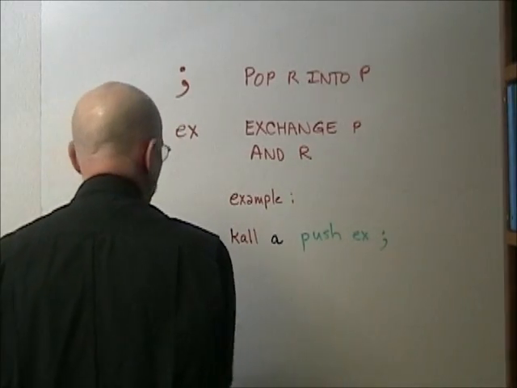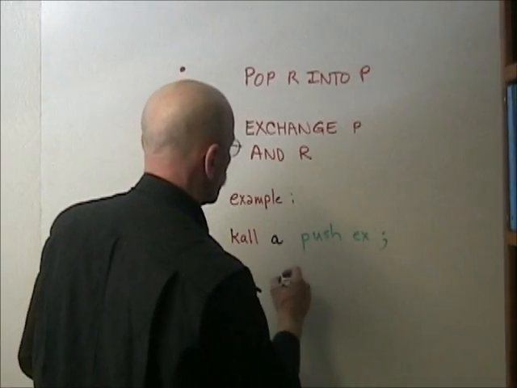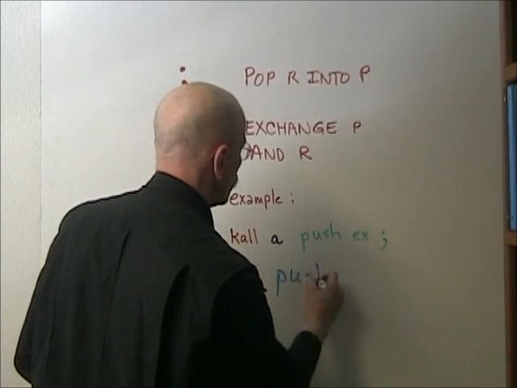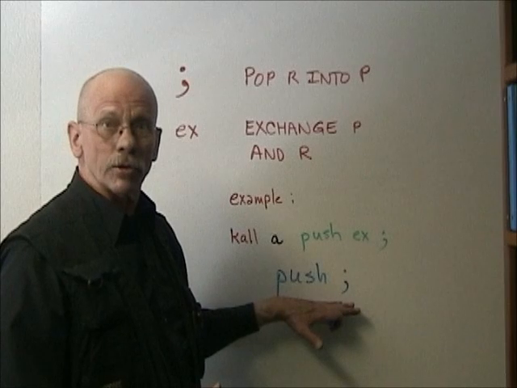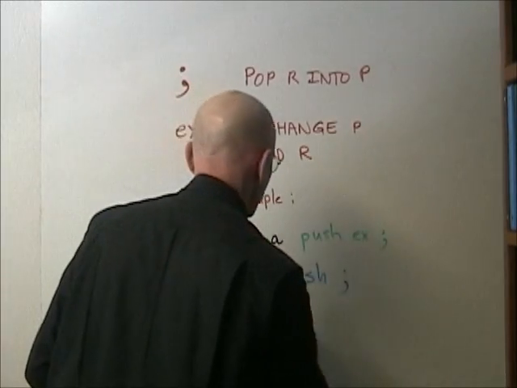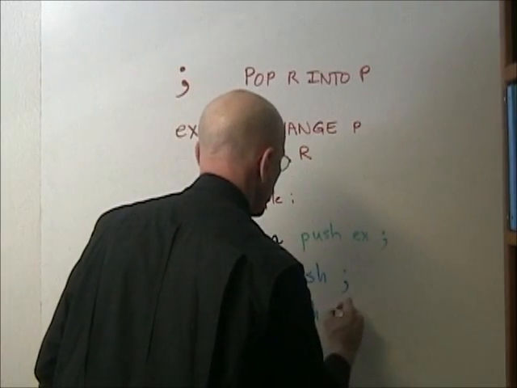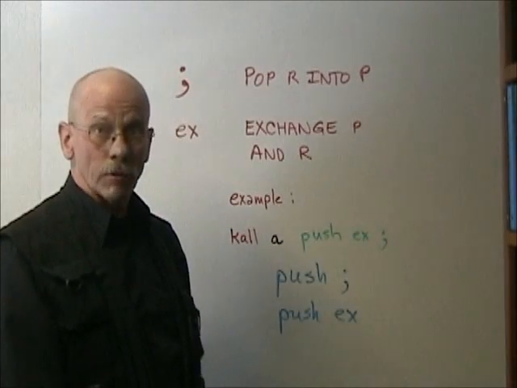But the general thing to remember is these forms. Push semicolon is a jump to a variable address. Push EX is a call to a variable address.